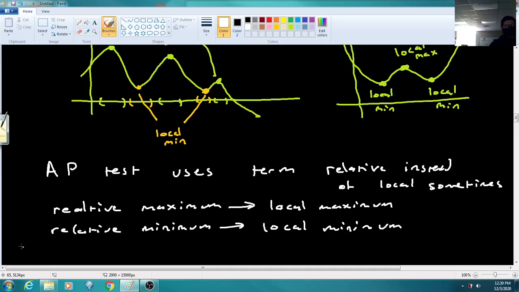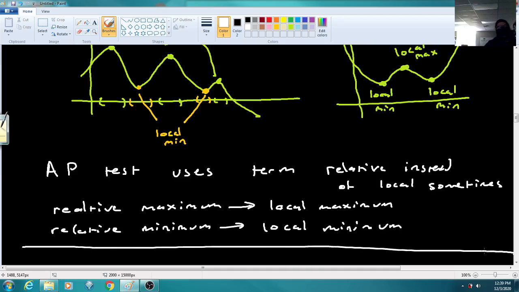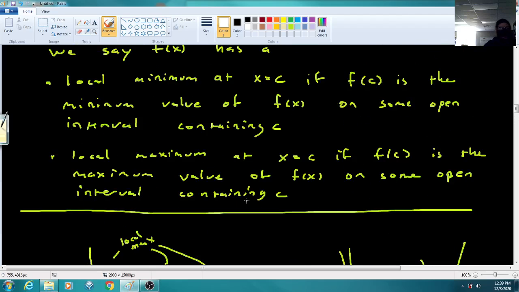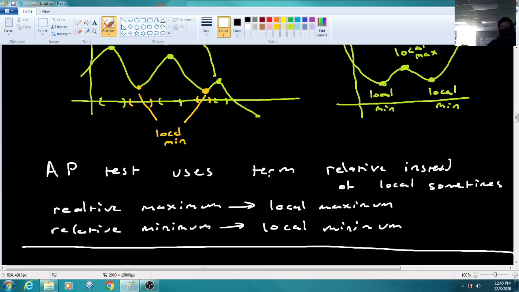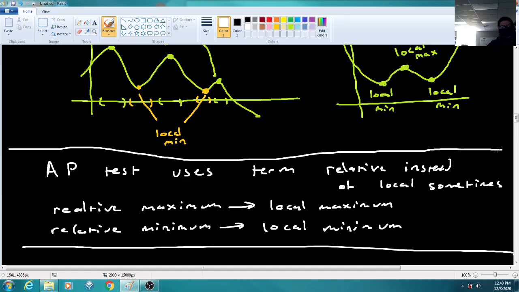So on the AP test, if they're asking you for relative maxes and mins or relative extrema, that is asking you the same thing as local extrema, referring to local maxes or local mins. The AP test will use the term relative sometimes, and local other times. When I ask you questions on quizzes or tests, I'll phrase it either as local or relative to try to match up with what they may ask you on the AP test.